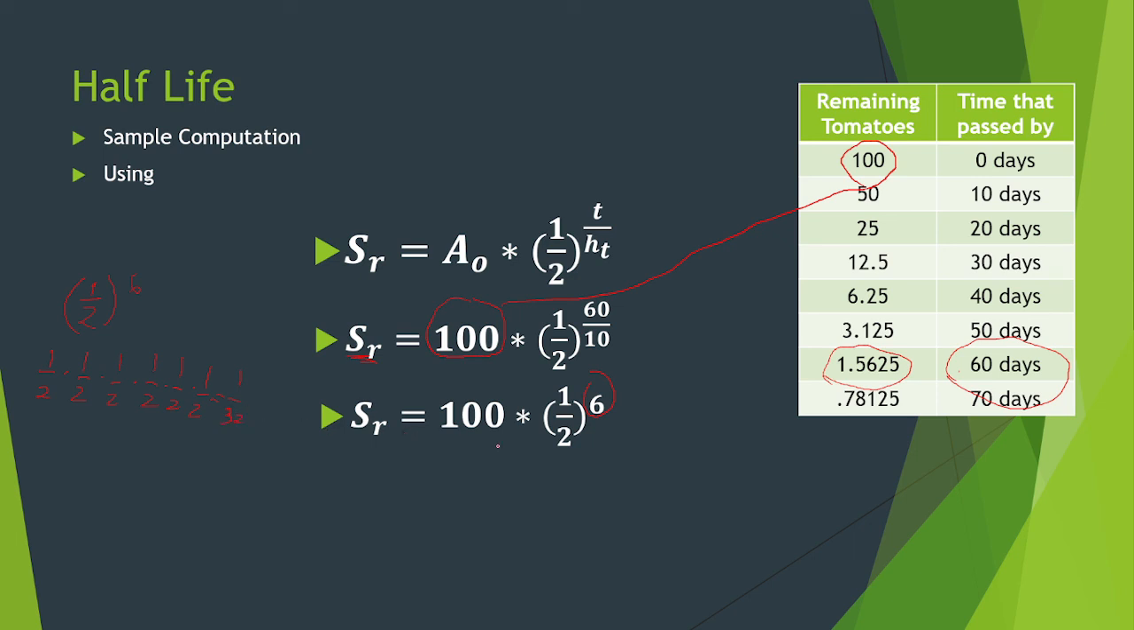So this is equivalent to 1.5625, which gives us our remaining sample, and it gives us a confirmation that our formula is correct. So that's how we compute the remaining sample using the half-life formula.